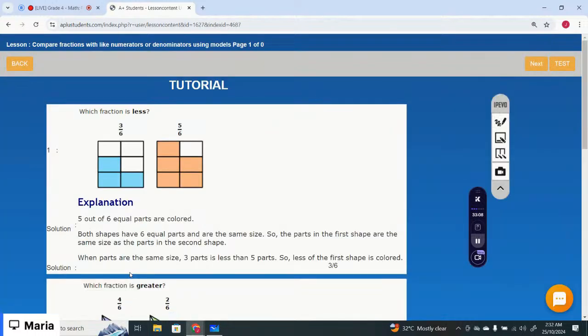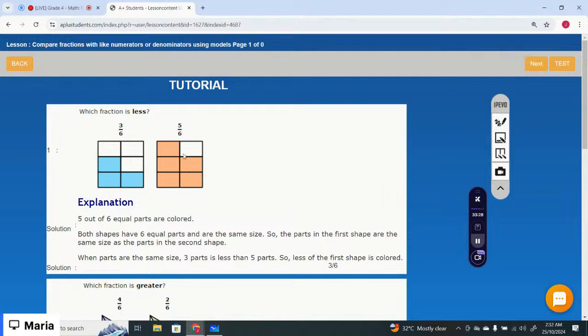So now we're going to compare the fractions, right? Which fraction is less? So let's just understand the fractions first. Look at the one. This one has 1, 2, 3, 4, 5, 6 portions. Three of them are colored. So that is 3 by 6, right?